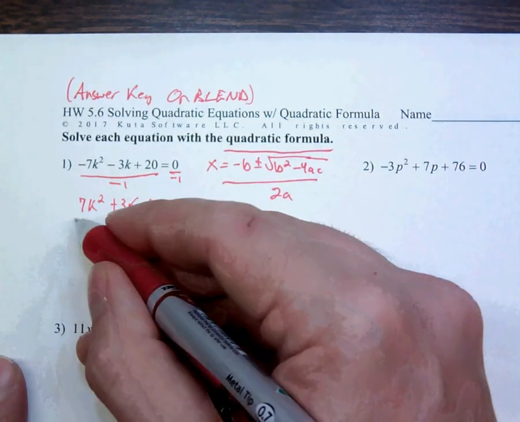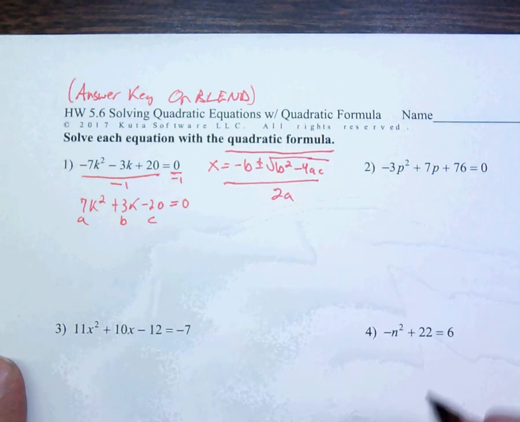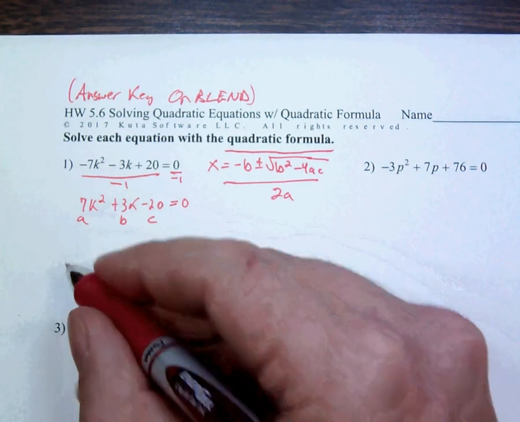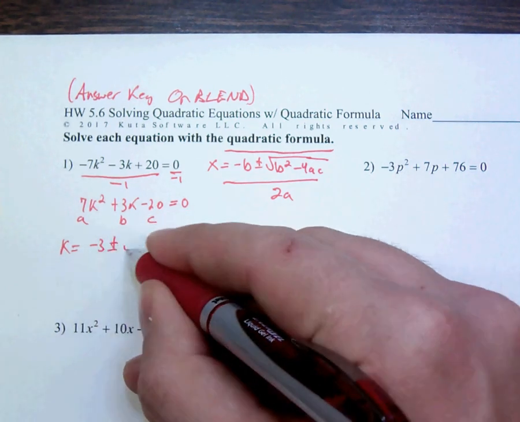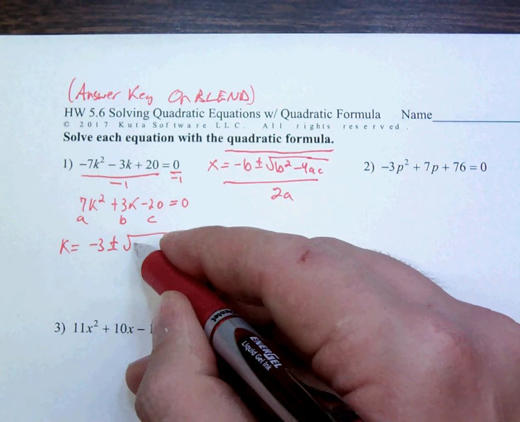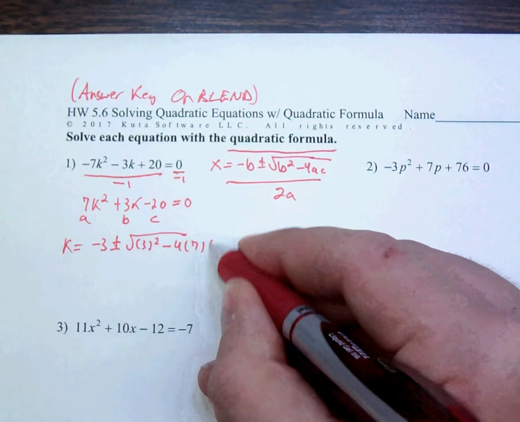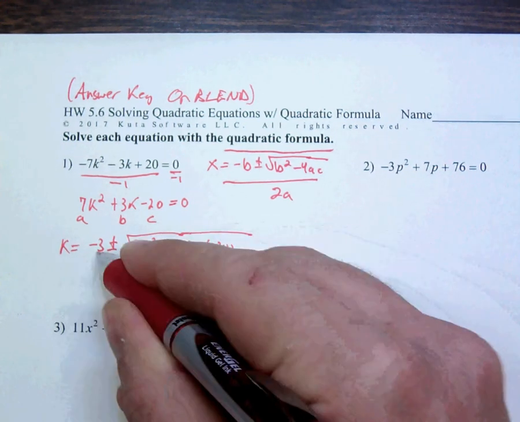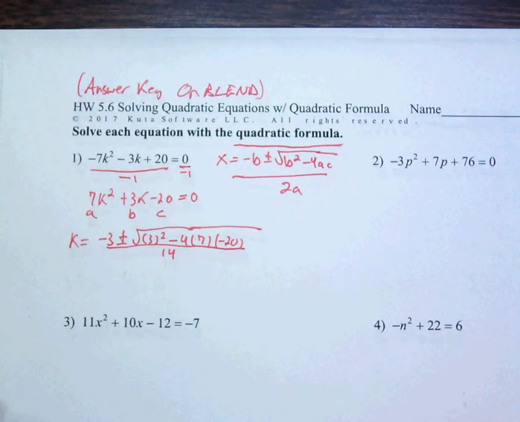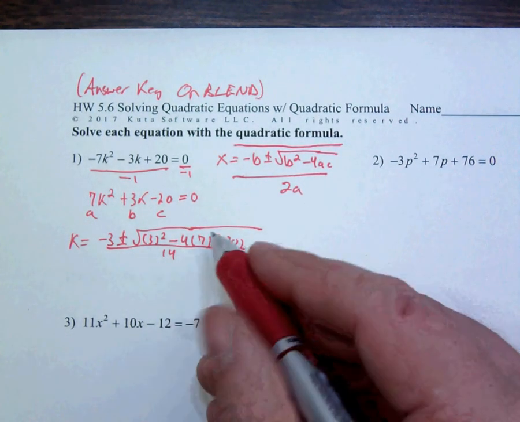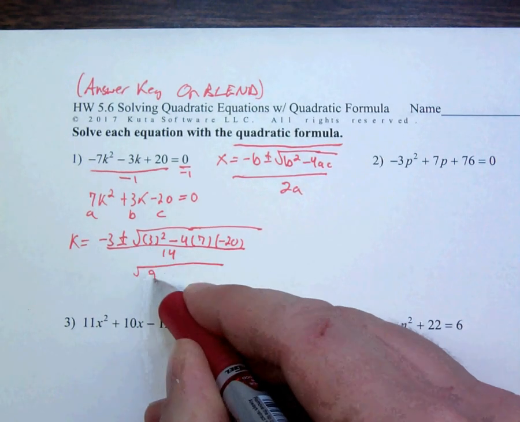So my a is 7, my b is 3, and my c is -20. So the values of k will be k equals -3 plus or minus the square root of 3 squared minus 4 times 7 times -20, all over 2a, which is 14. I can simplify as much or as little of this as I want in my head. I know that 3 squared is 9.